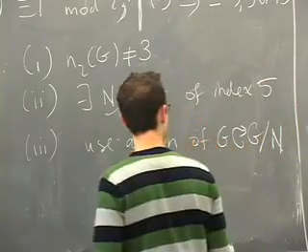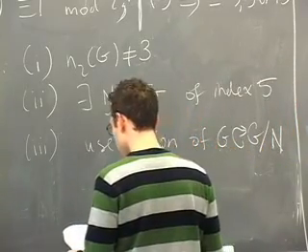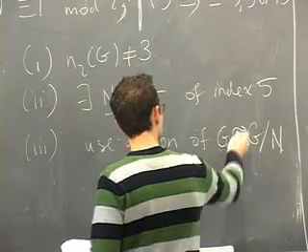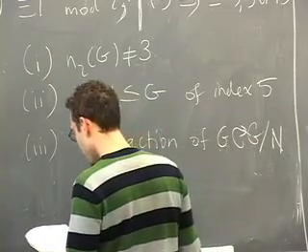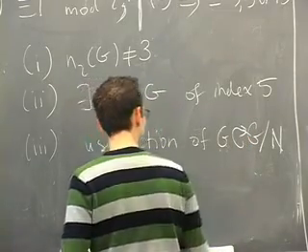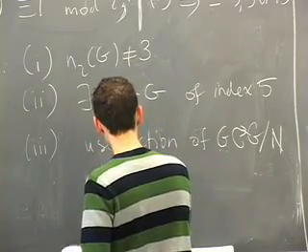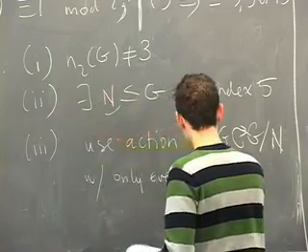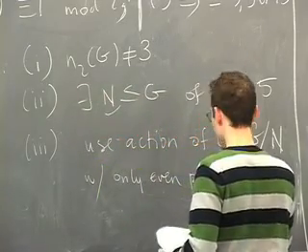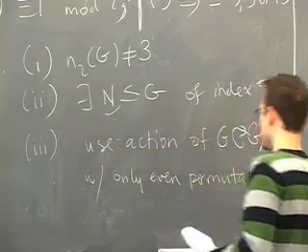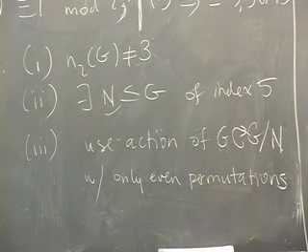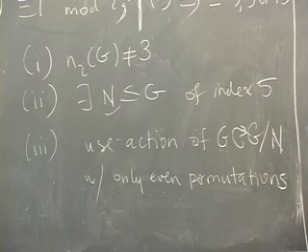I'll explain that in detail later, but this is just a preview to keep you aware of what's going on with the strategy. And we'll show that this has only even permutations of the coset space. So let's start with the first part of this.